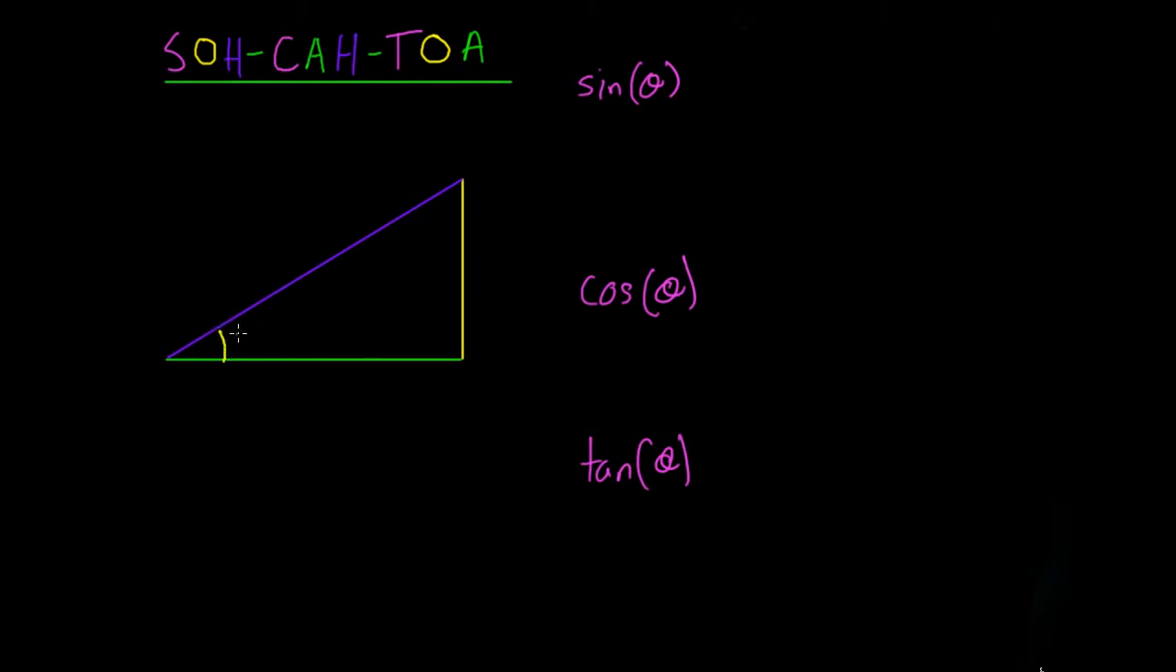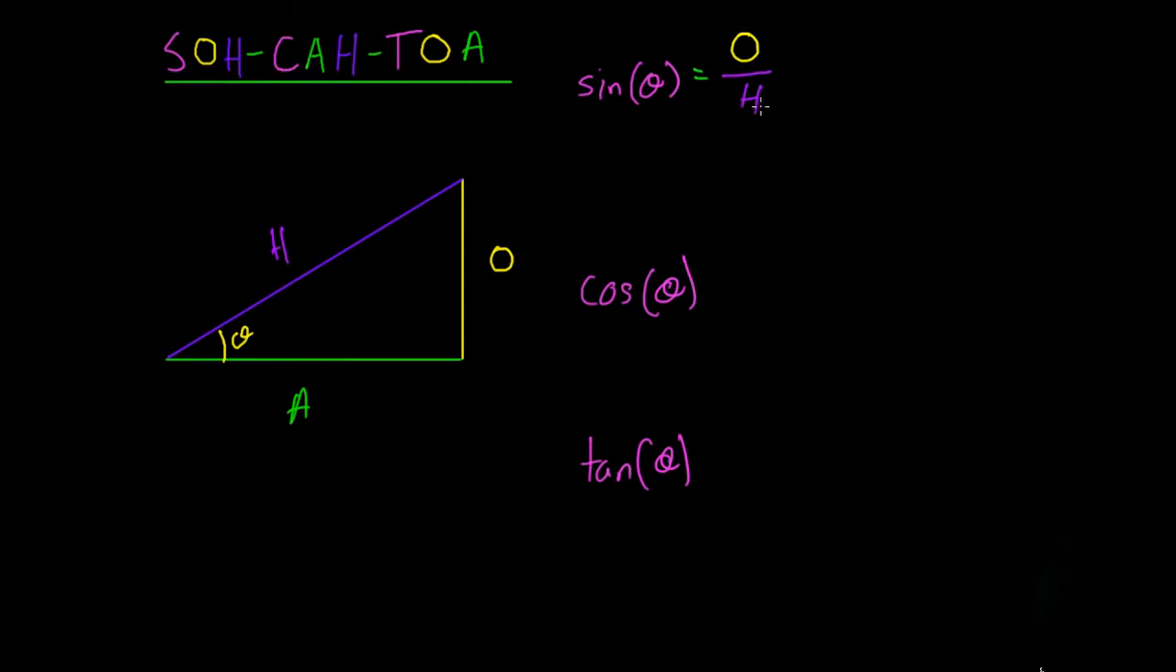And we have probably all looked at the triangle, and we know that if we have an angle theta here, then we're going to have an opposite side, which I've done here in yellow. We're going to have a hypotenuse, which I've done here in purple. And we're going to have an adjacent side, which I've done here in green. Opposite, adjacent, and hypotenuse.